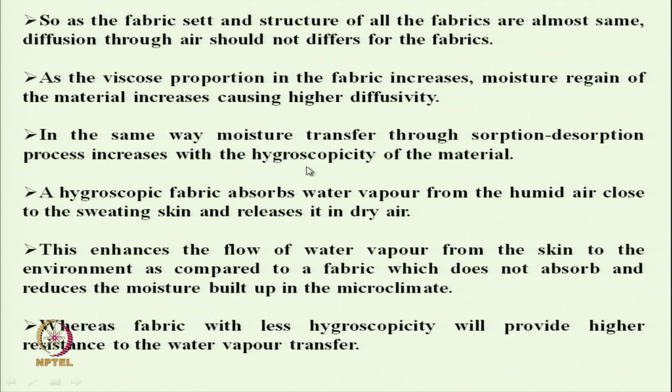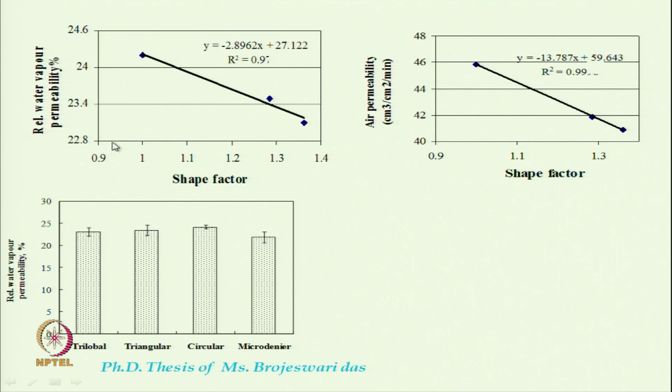Another study was that the polyester shape factor was increased. So, we have used 3 different shape factors of polyester, one which is circular, one which is triangular, around 1.3, and 1.35 which was trilobal. So, these 3 materials were used, and what has been observed is that with the increase in shape factor, relative water vapor permeability reduces, like air permeability also reduces. So, this is basically due to the air drag.